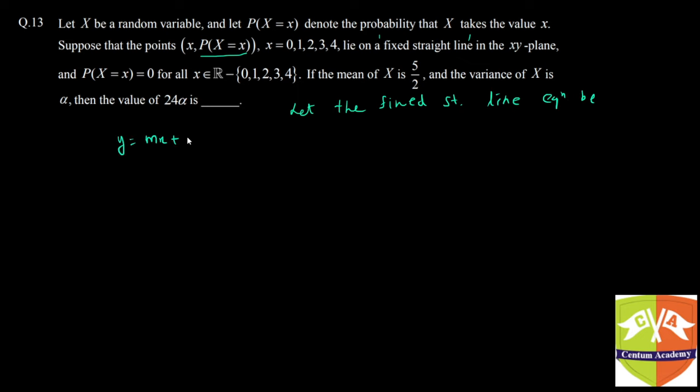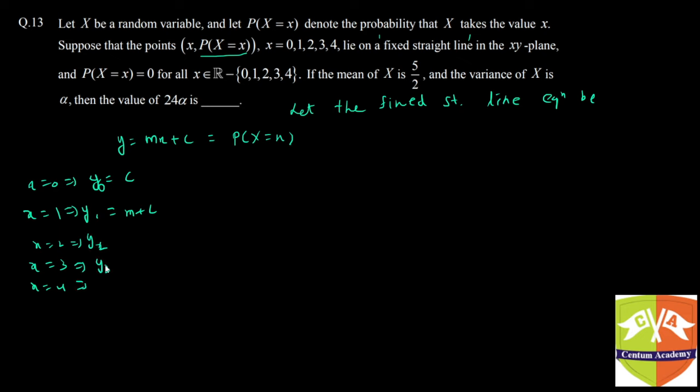y equals mx plus c, where what is y? Y is nothing but P(X = x). So if we put x equals 0, my y will be equal to c. This is nothing but P(X = 0), so let me write it as y0 basically. Similarly, when x equals 1, y1 is m plus c; for x equals 2, 3, 4, let me call them y2, y3, y4. This will be 2m plus c, this will be 3m plus c and this will be 4m plus c. And these are my respective probabilities. You can say that these are nothing but probability of X equals x also.